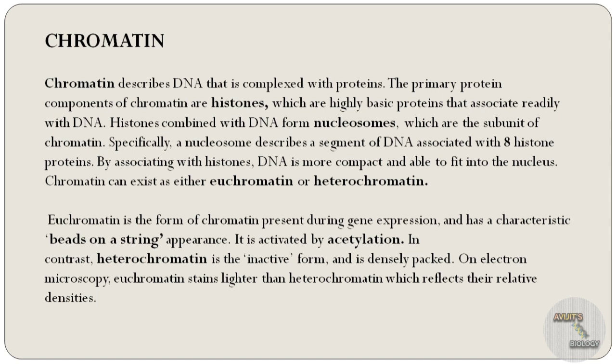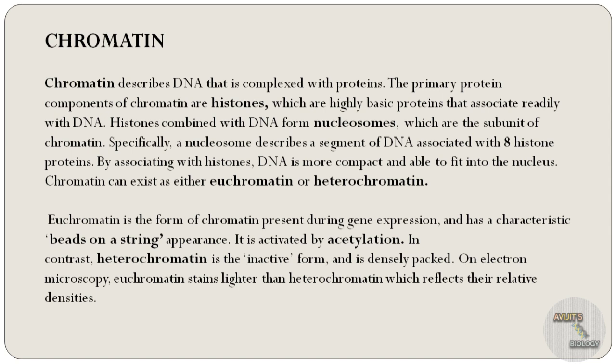And chromatin can exist as either euchromatin or heterochromatin. Euchromatin is a form of chromatin present during gene expression and has a characteristic beads on a string appearance. It is activated by acetylation. These euchromatins are very thin, they are of 10 to 30 nanometer, and they carry activated genes.